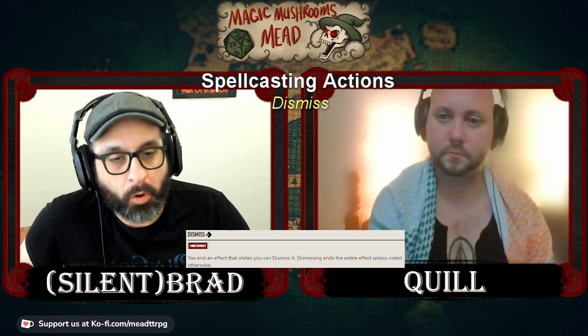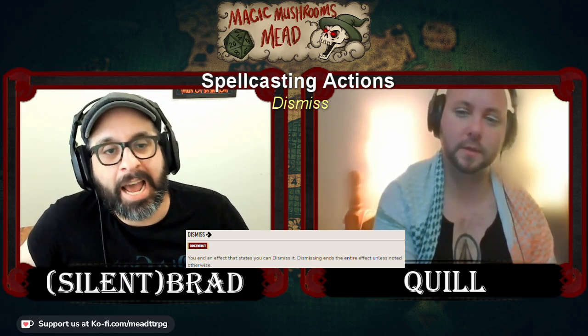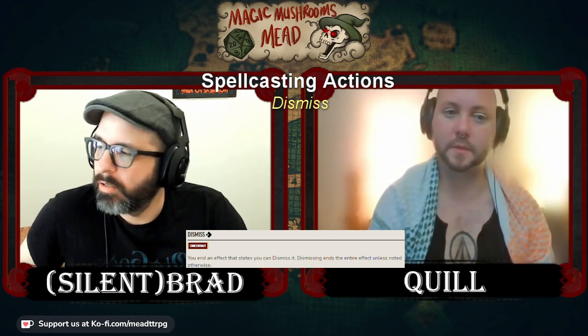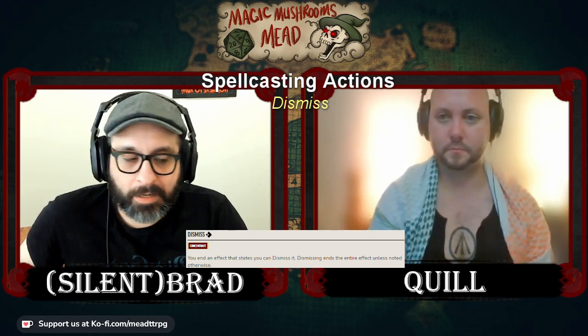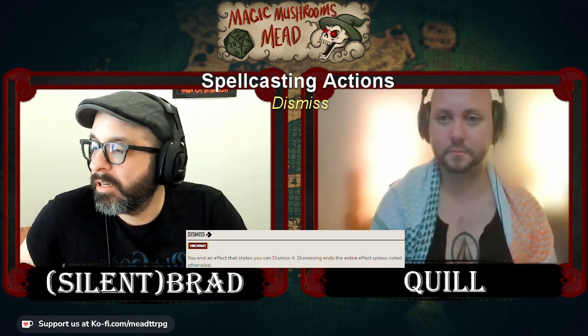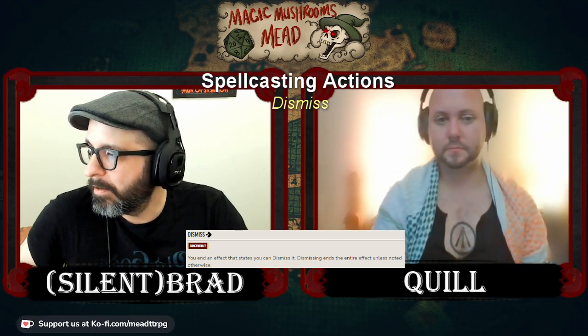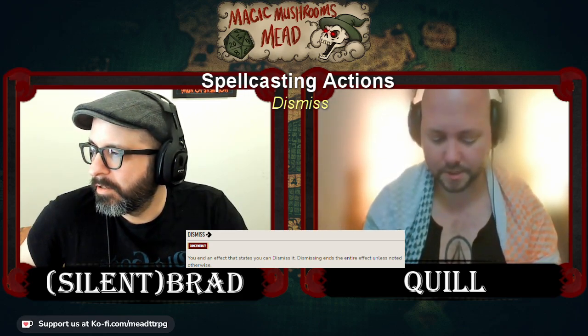Your untamed form would be something that you would have to dismiss. So spend an action to revert to your humanoid form. But it doesn't have a sustain, so you don't need to spend an action to keep it going. You just need to spend an action to drop it until you get to the end of the duration. Excellent. Very important to know.